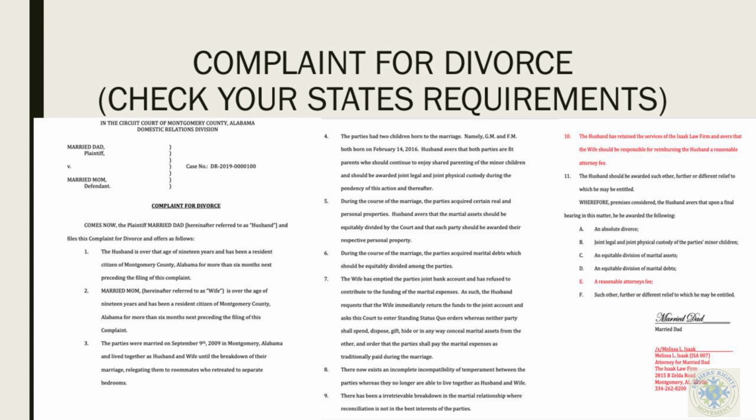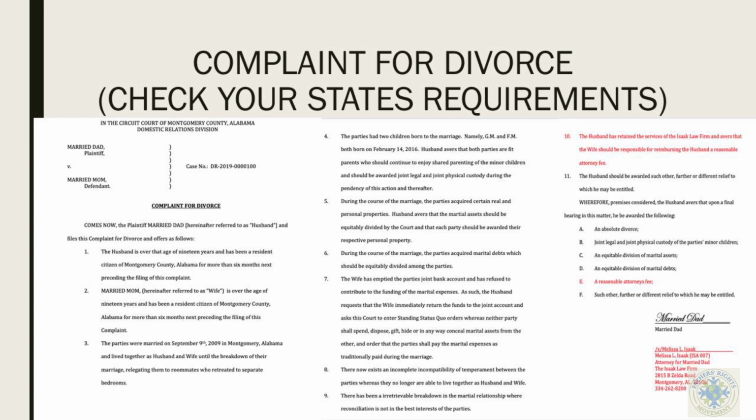and you look at property. The parties acquired certain property during the marriage. Now there's community property states, and there's equitable distribution states. Community property states, look, if it was acquired during the marriage, 50%. You just split it down the middle, which is actually a pretty cut and dry way of doing it.